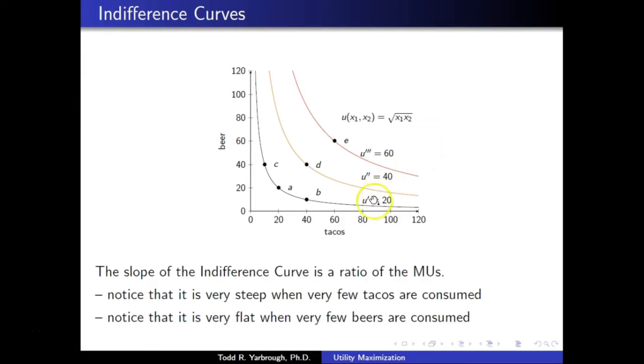The actual process of how we arrive at the indifference curve is fairly straightforward. We just take this function, we set utility equal to a particular level, in this case 20 or 40 or 60, let's stick with 20, and then we simply solve this equation for one of your variables. So for example, we could solve it for beer, and then we could just plot out the different values. We could literally just plug in values of x1 and x2, and it would allow us to plot out these indifference curves.